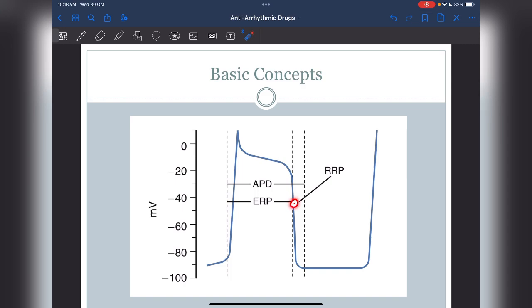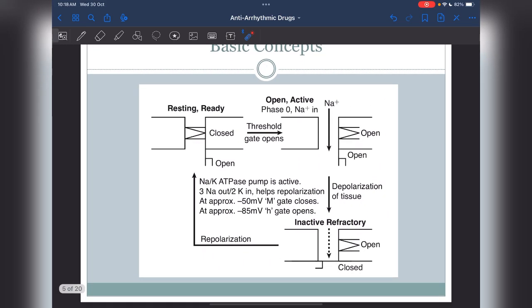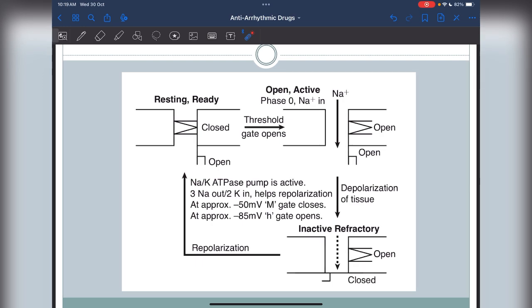But after ERP till RRP, the sodium channels are getting back to their resting state. So if we give a very high stimulus, they will get excited. That is what you needed to understand. And here, only understand how the classes of drugs will act on sodium channels. There are three classes of drugs that act on sodium channels: 1A, 1B, and 1C. 1A acts on active channels, 1B acts on these inactivated channels, and 1C acts on these resting channels. Okay, so you need to understand this.